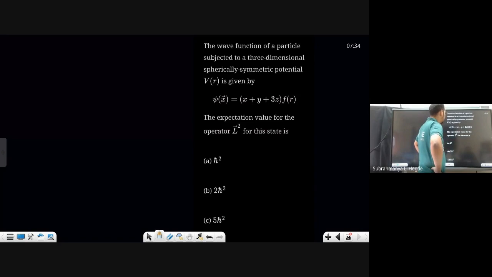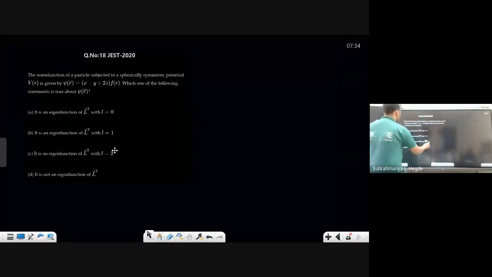In a spherically symmetric potential, it is given by x plus y plus 3z equal to f of r. The expectation value, we shall do this. No, we did only probability, I mean, what are the possible measurement outcomes? That earlier problem was easy. This was easier.